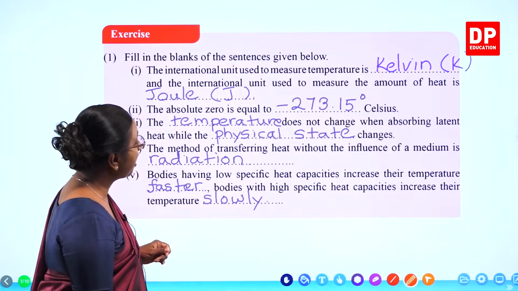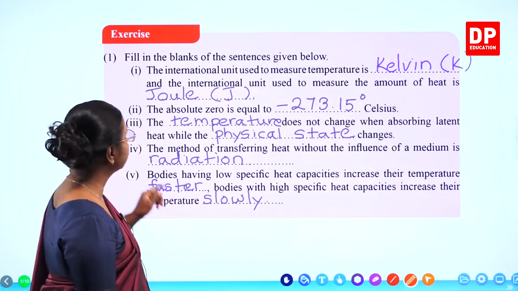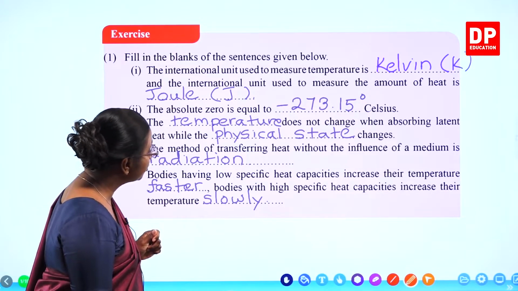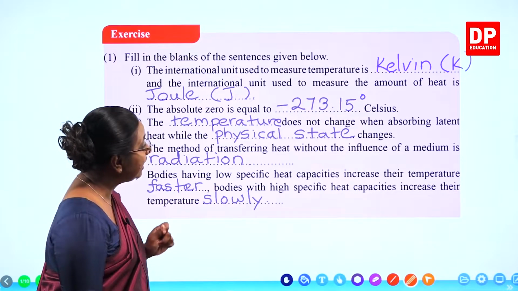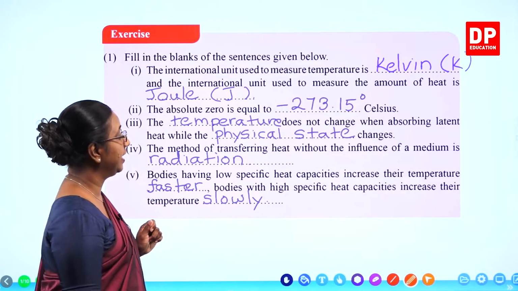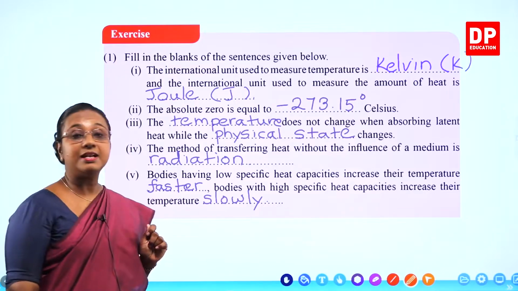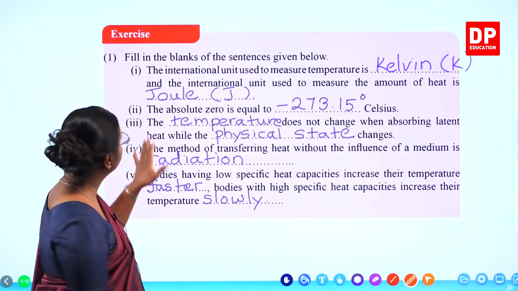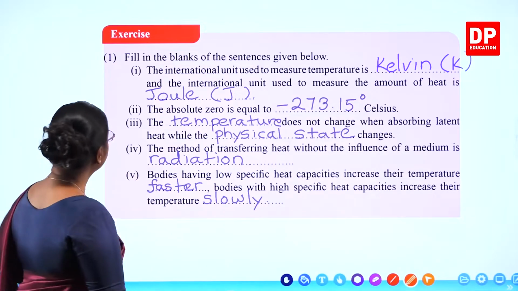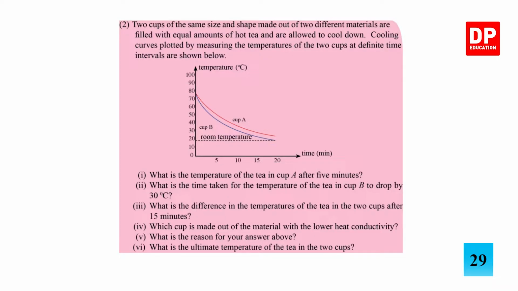The method of transferring heat without the influence of a medium is radiation. The bodies having low specific heat capacities increase their temperature faster. Bodies with high specific heat capacities increase their temperature slowly. So, those are the questions for the first one. Then we will move on to the next question.